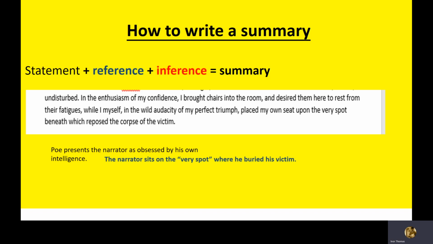The narrator sits on the very spot where he buried his victim. See, I only want one or two words in my quotation. So the narrator sits on the very spot where he buried his victim when the police interview him. And this suggests he takes satisfaction from deceiving the police. So his neurosis, or his obsession, is with appearing intelligent and sane.